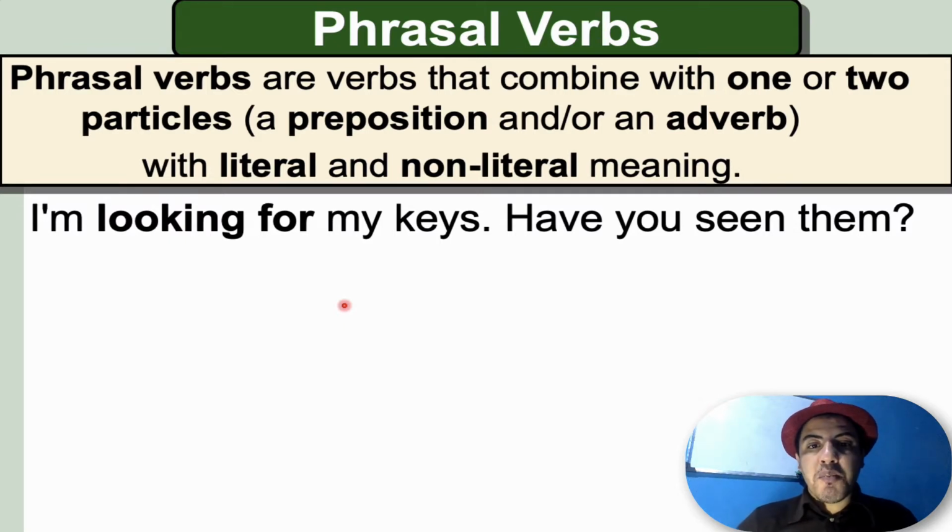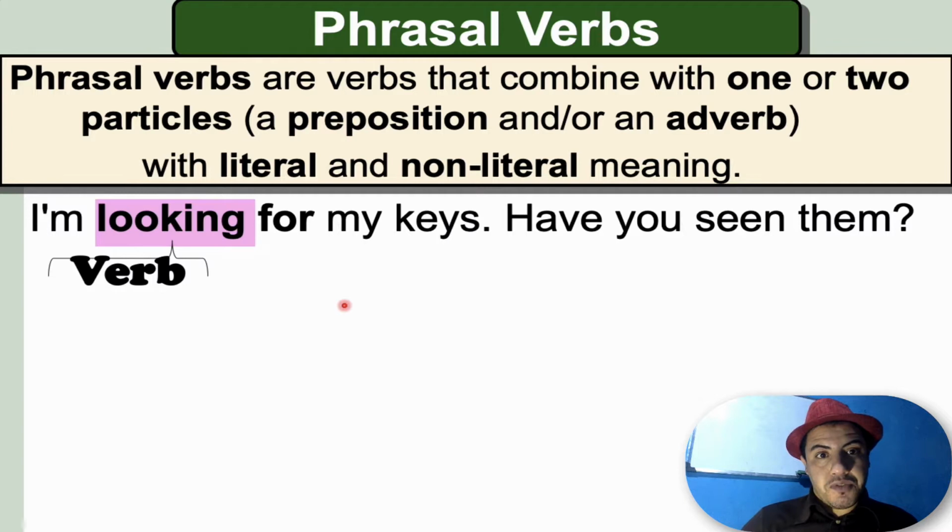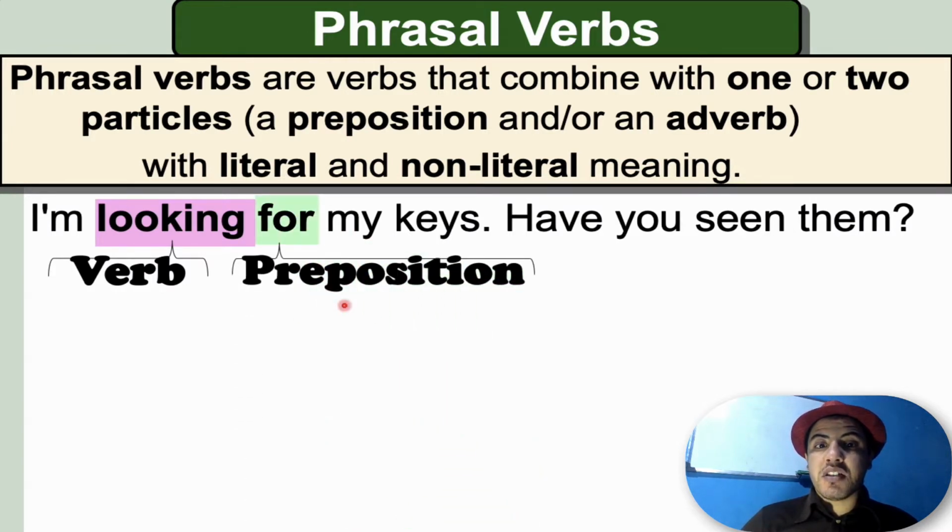I'm looking for my keys. Have you seen them? So we have looking, very good, is the verb. Very good, for is the preposition. So looking is the verb, for is the particle. Which type of particle? Is it preposition or adverb? Yeah, it is preposition. Good.